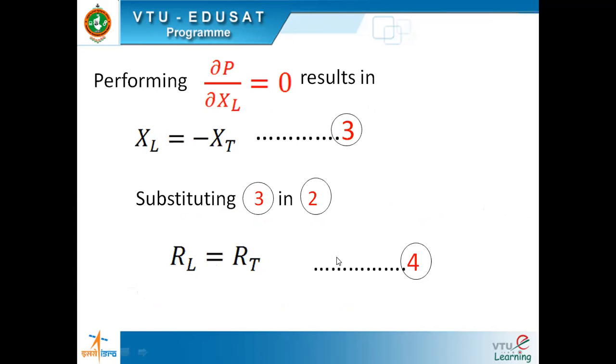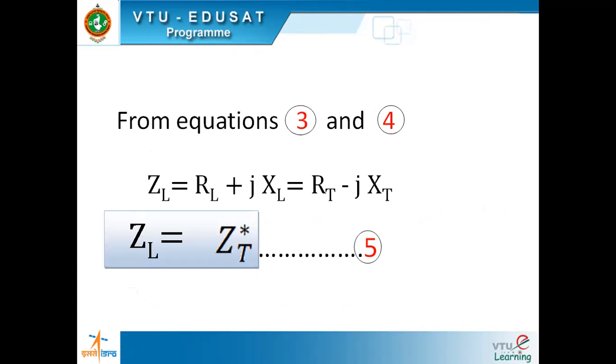Fine. Now, equations 3 and 4 are there, right? What are equations 3 and 4 telling you? XL is minus XT and RL is RT. So if you substitute this in the load impedance, see what happens. This is the load impedance. ZL is equal to RL plus JXL. So if you substitute RL equal to RT and XL equal to minus XT, it looks like this. Understand that. What is ZT? ZT is RT plus JXT. If ZT is RT plus JXT, what is RT minus JXT? RT minus JXT is the complex conjugate of ZT.